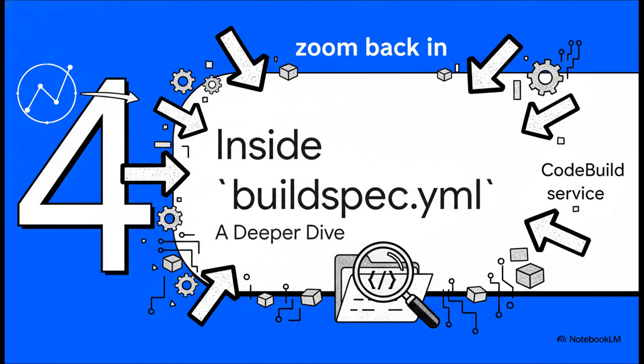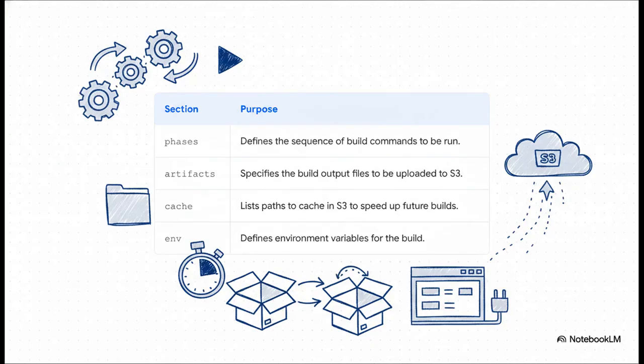We're going to really break down its anatomy. So a build spec file is organized into a few key sections. The phases block is where the action happens. It's where you list out the actual commands you want to run. The artifact section tells CodeBuild, hey, when you're done, grab these files and folders and save them.